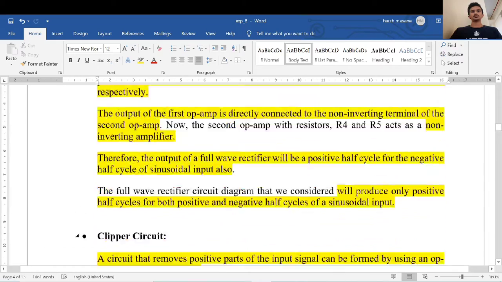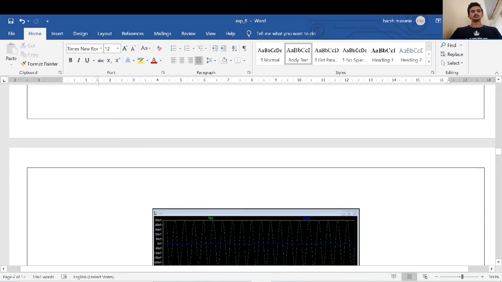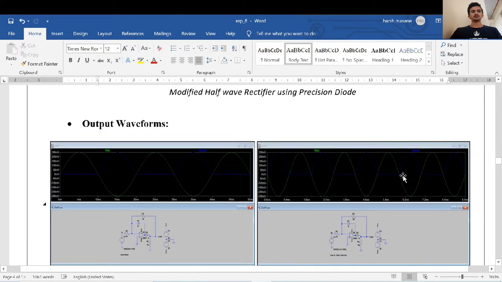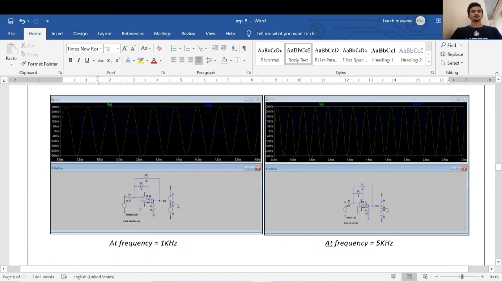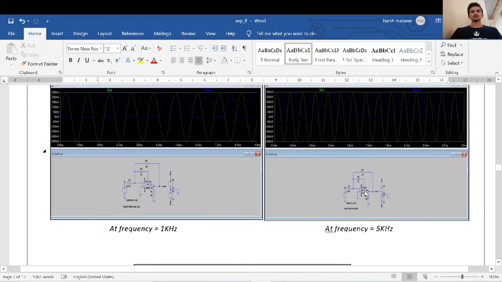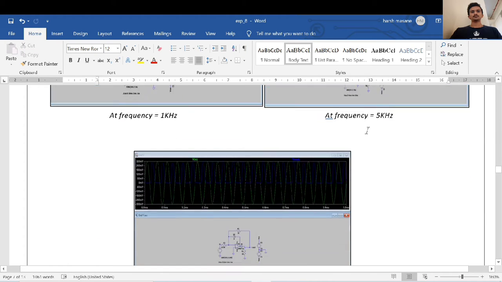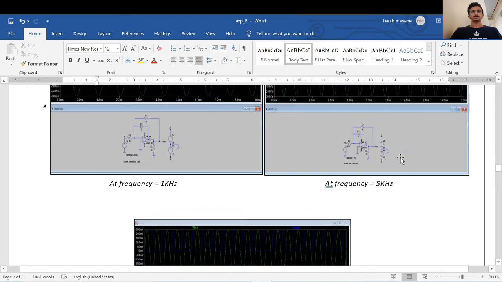I have taken the outputs for the different frequencies. So let's show it. Here you can see it at 50 hertz and at 500 hertz. As we go on increasing the frequency, you can see there are no distortions at 5 kilohertz, and at 20 kilohertz you can see the output is the half wave rectification.